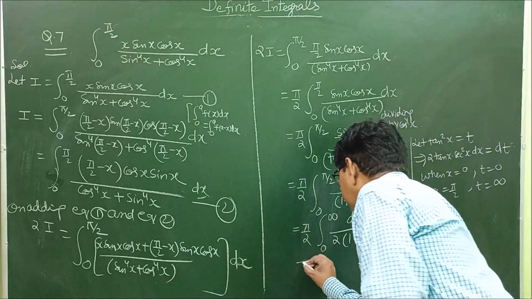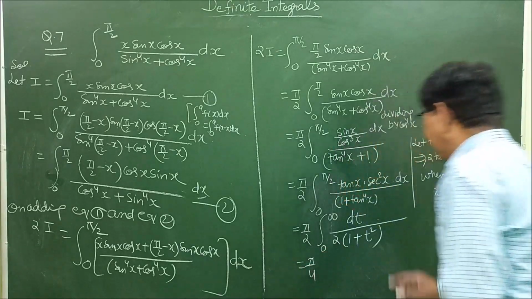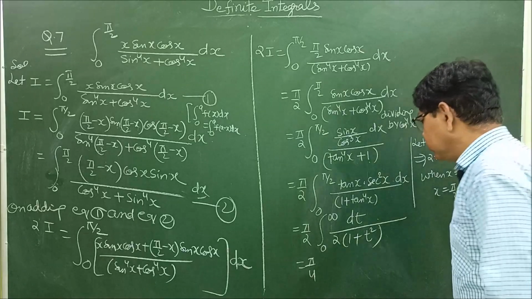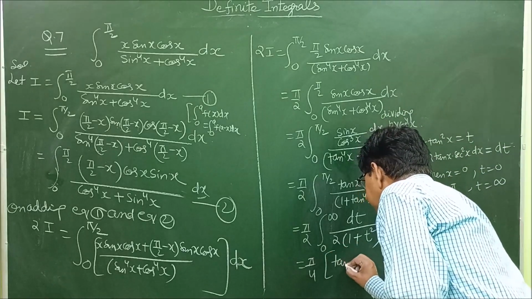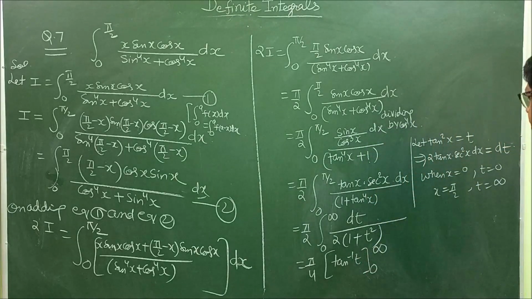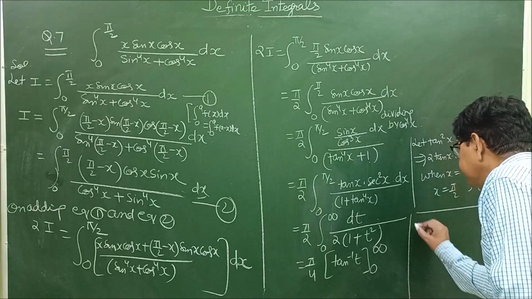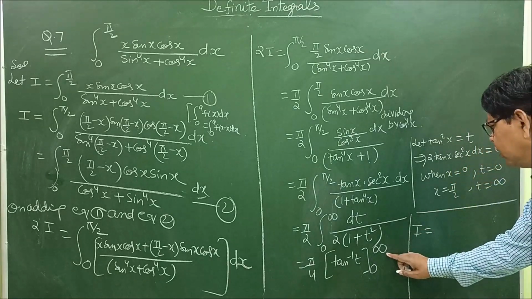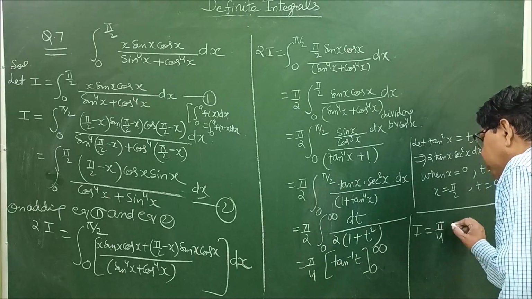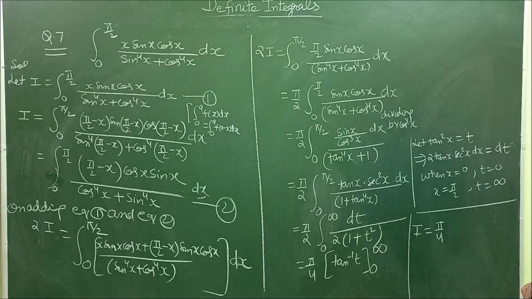This pi upon 4 is a constant, and for this dt upon 1 plus t square, the integral of dt upon 1 plus t square is tan inverse t. So tan inverse t from 0 to infinite. So I is equal to, now putting the values here, pi by 4 into tan inverse infinite minus tan inverse 0.